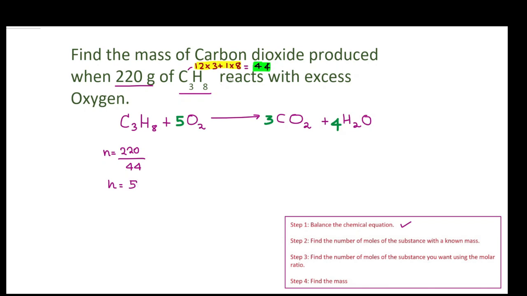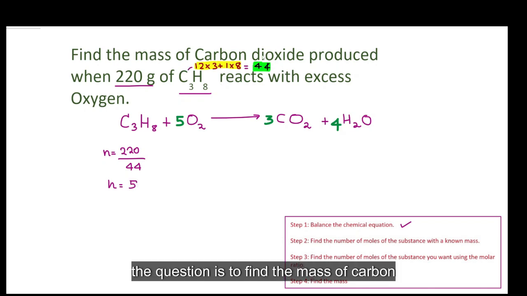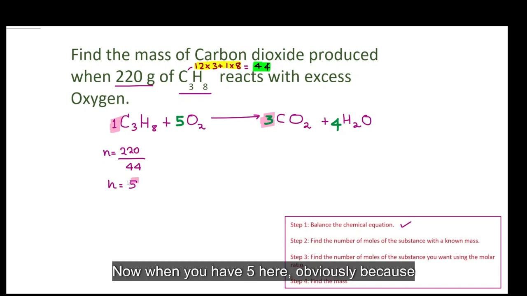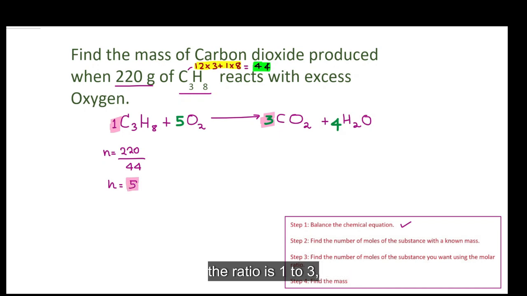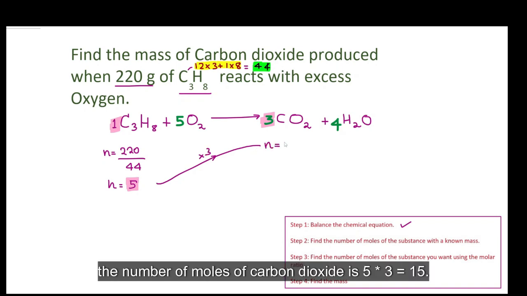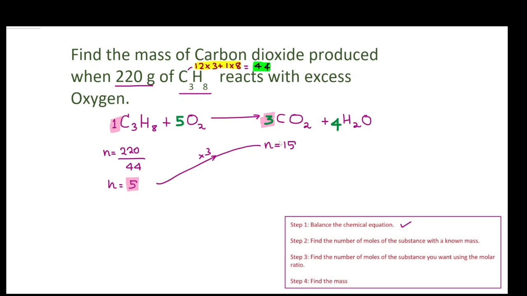Now, the question is to find the mass of carbon dioxide. Now let's look at the molar ratio. This one here is 1. So I can see the ratio is 1:3. So for every 1 mole of C3H8, we get 3 moles of carbon dioxide. Now, when you have 5 here, obviously, because the ratio is 1:3, I have to multiply this one by 3. So that tells us the number of moles of carbon dioxide is 5 times 3, 15.